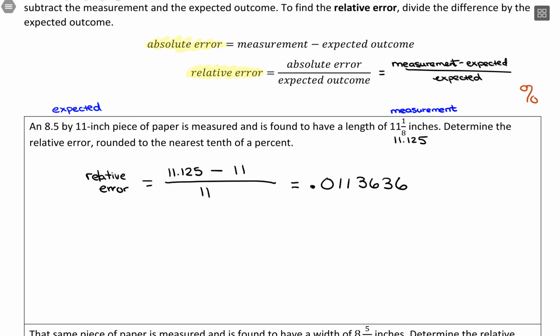So to change it to a percentage, so that we get this idea of percentage of error, I'm going to move my decimal to the right 2 spots. Let's say 2 decimal places, so 1.14%. Ooh, nearest tenth of a percent. So actually that's just going to be 1.1%. And that would be our relative error. So that doesn't seem too bad. It's about 1% error, not too extreme coming through there.